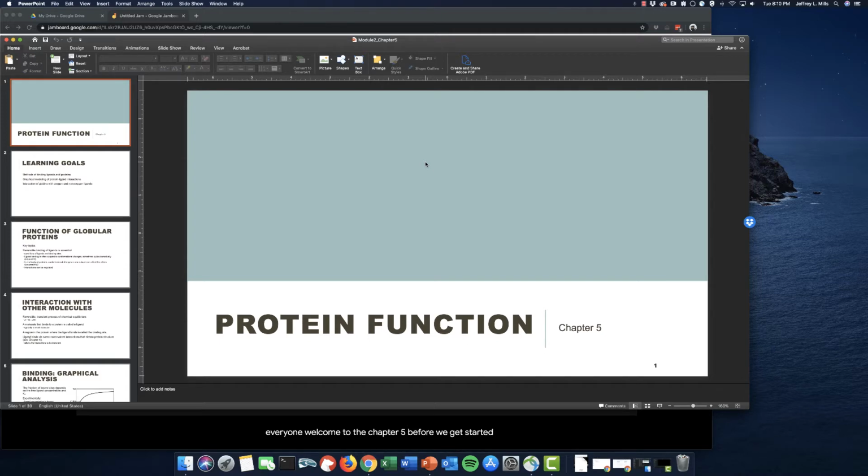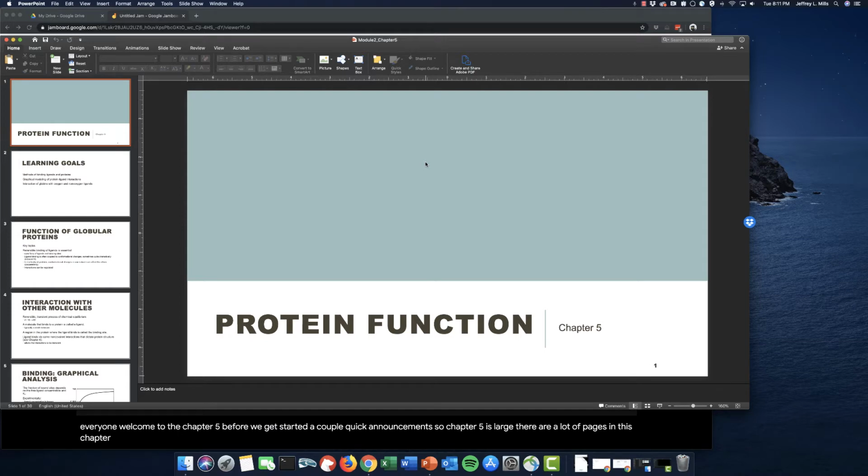Before we get started, a couple quick announcements. So Chapter 5 is large. There are a lot of pages in this chapter. There are several topics. And before you get too carried away, I want to just let everybody know that we are only going to be covering part of section 5.1.